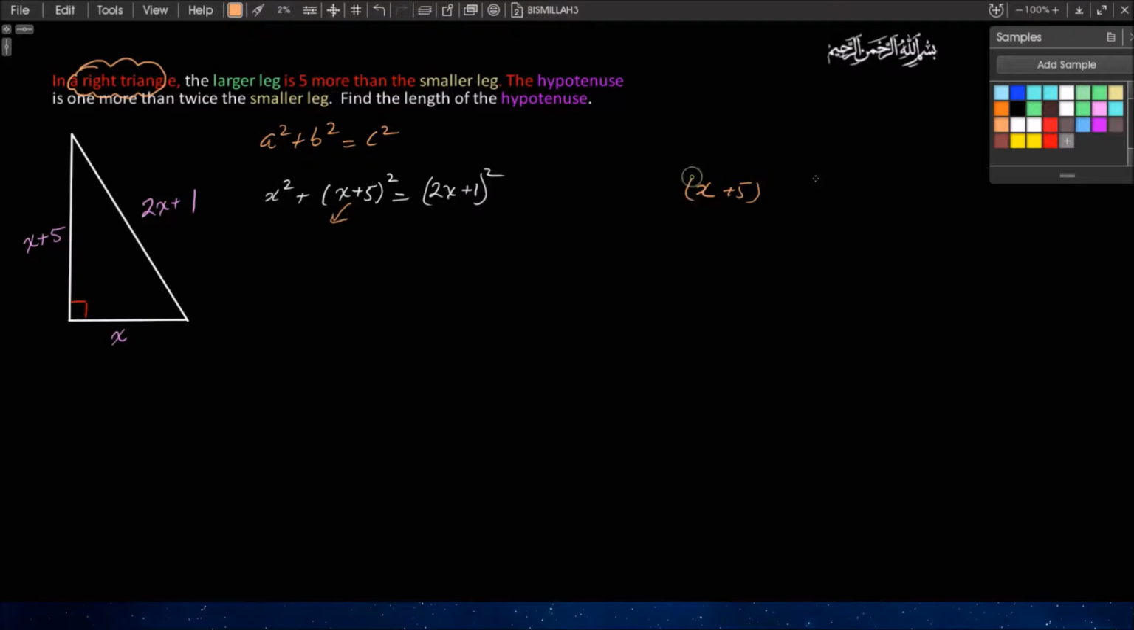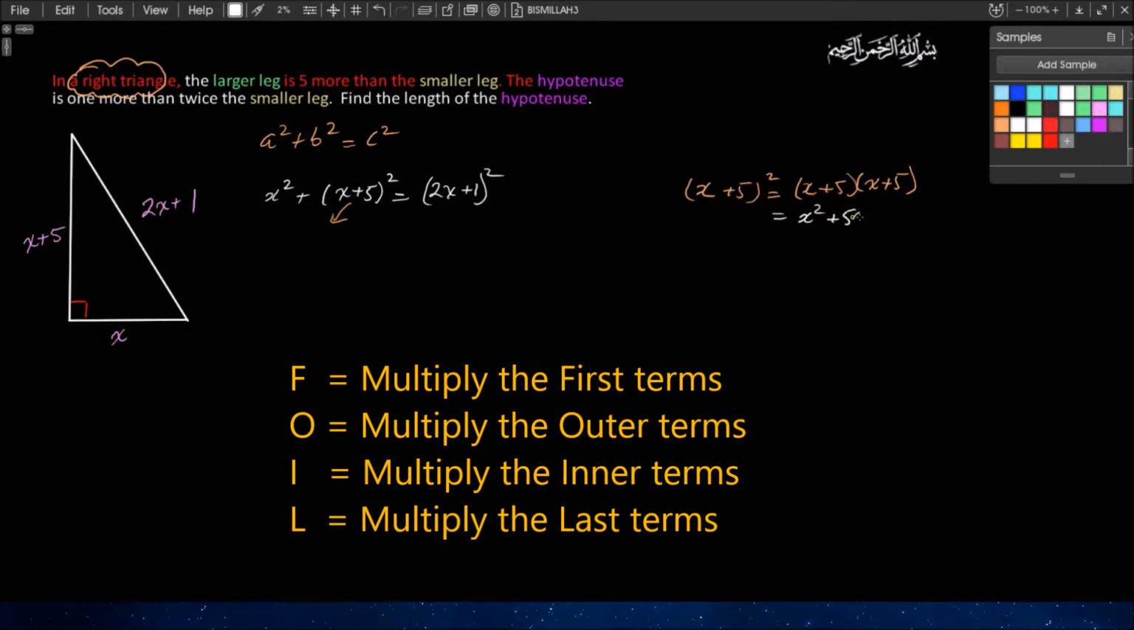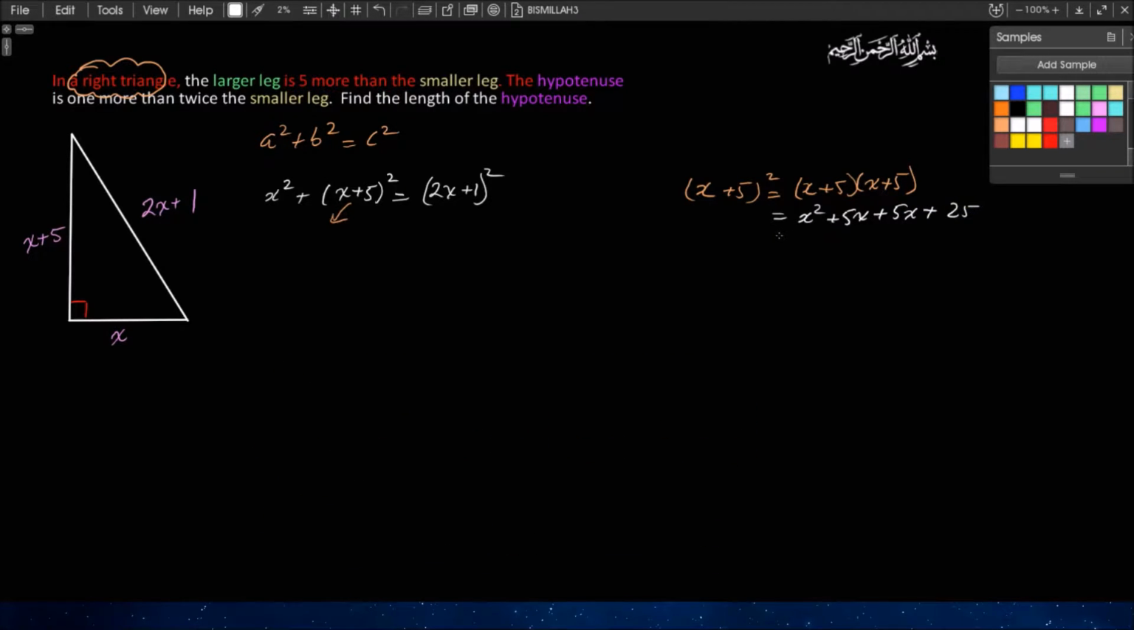We'll do one of these. x plus 5 squared equals, well, x plus 5 times x plus 5, right? Then I can use FOIL. That's going to be first, outer, inner, and last. 5 times 5, that's 25. And you can simplify this. x squared plus 5x plus 5x, that's 10x plus 25. So that's what you would do.